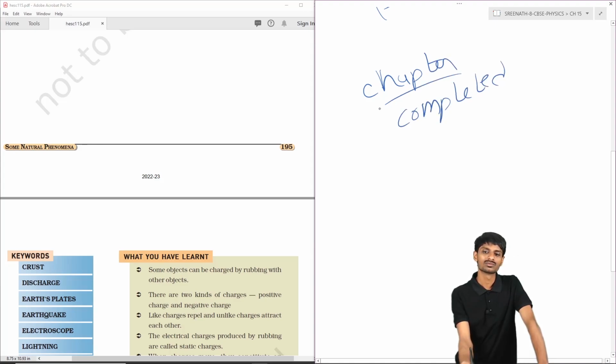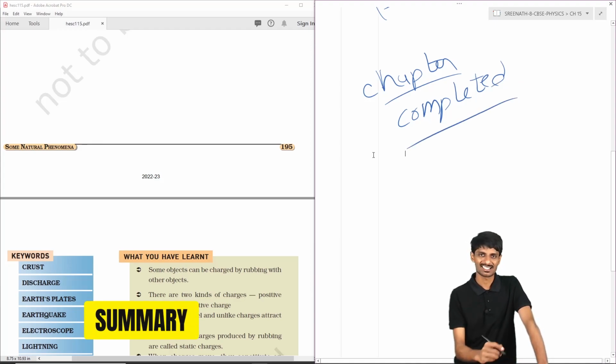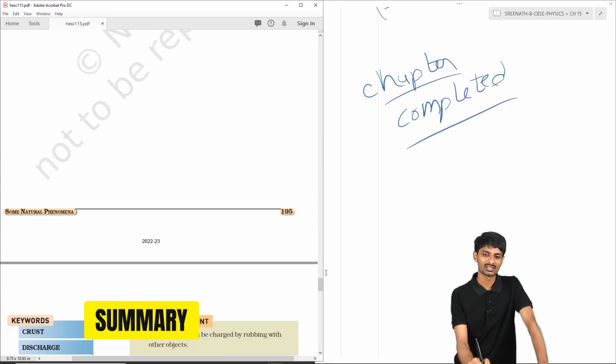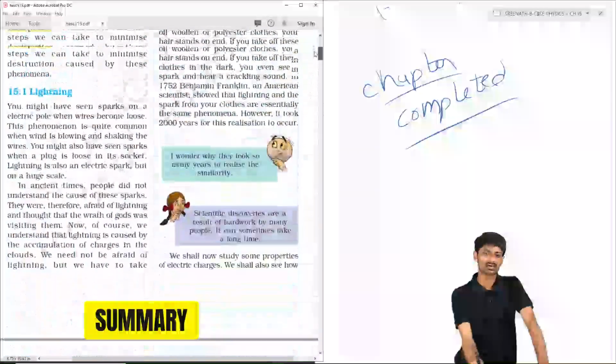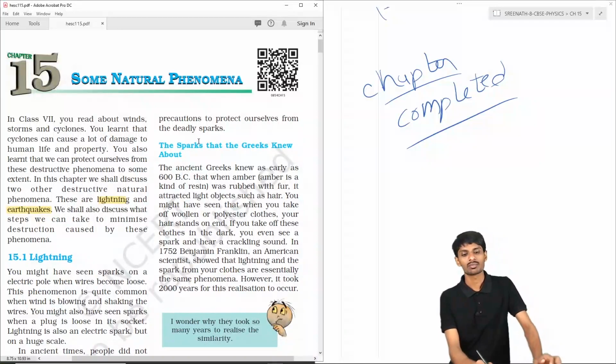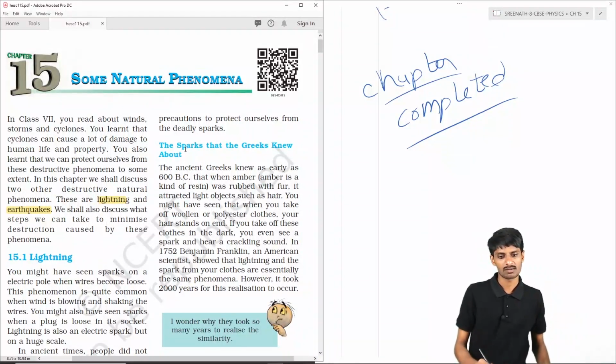So now we are going to see the summary of this whole chapter, students. We have discussed everything and we are going to see the summary. The present chapter name is Some Natural Phenomena, students.